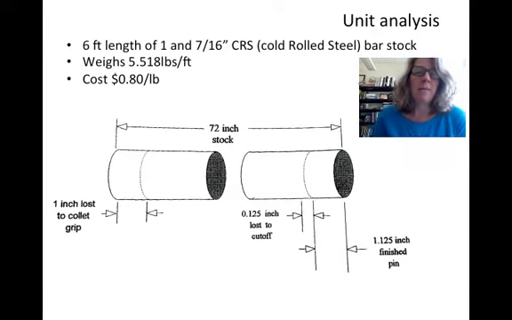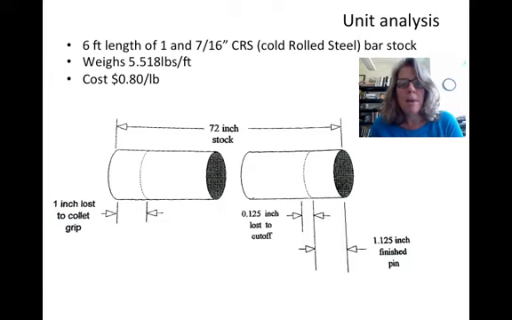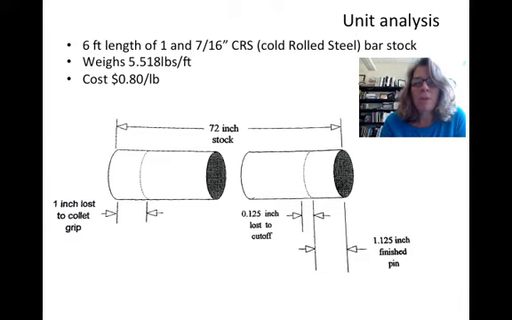One of the best examples I've seen is looking at a big long piece of steel rod bar stock. In this case it's 6 feet long and it's 1 7/16 diameter. So you want to look at this particular length of this kind of bar stock and the weight and the cost of it. It has 5.518 pounds per foot, and it costs 80 cents per pound. So when we do this calculation, our question is going to be, these are the finished product. This pin, this 1 1/8 inch pin, that is a finished product.